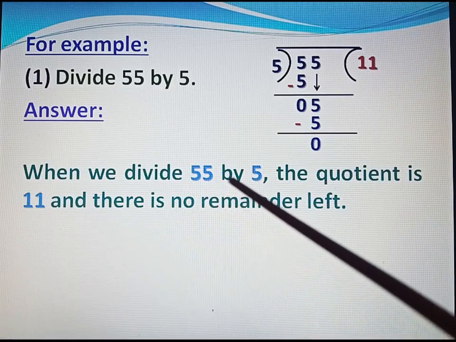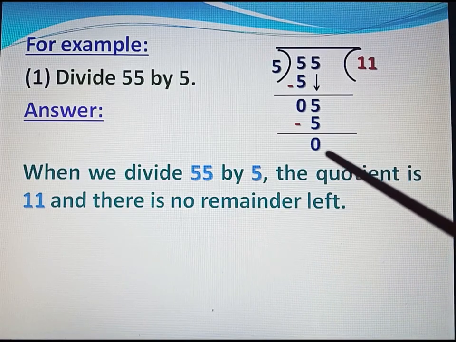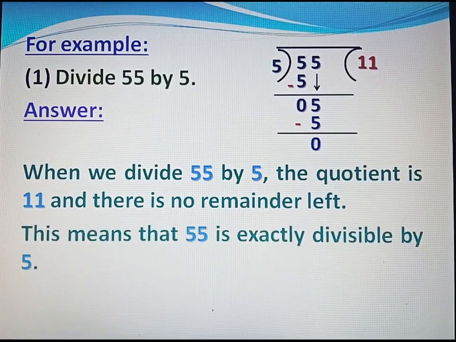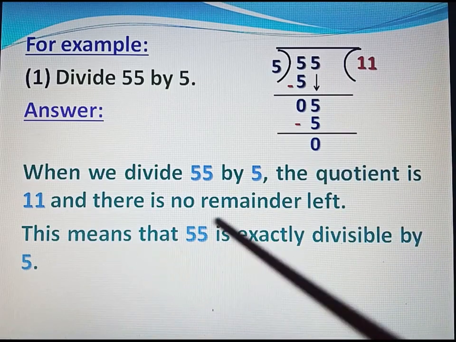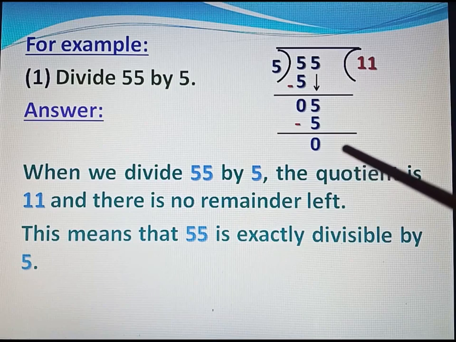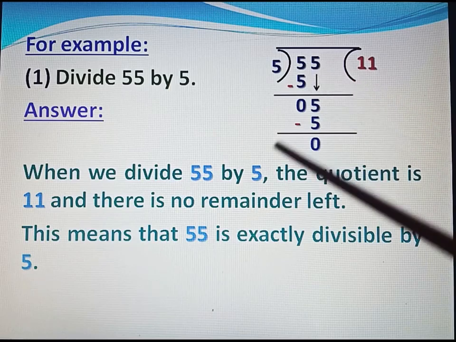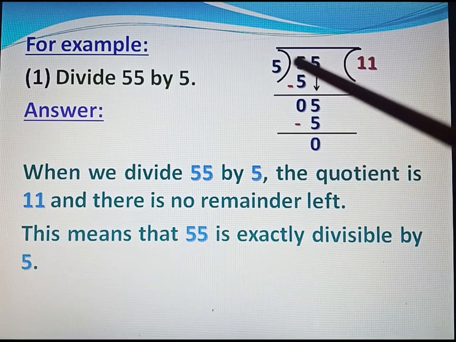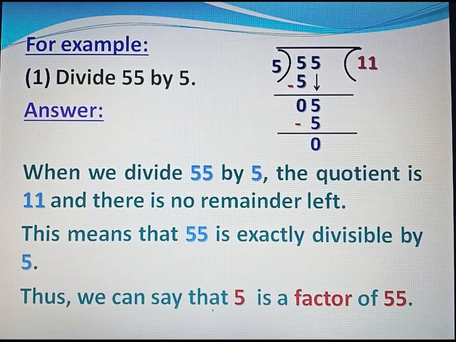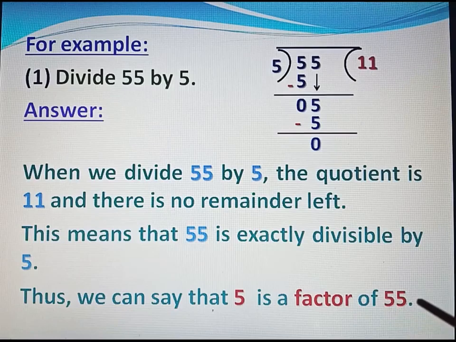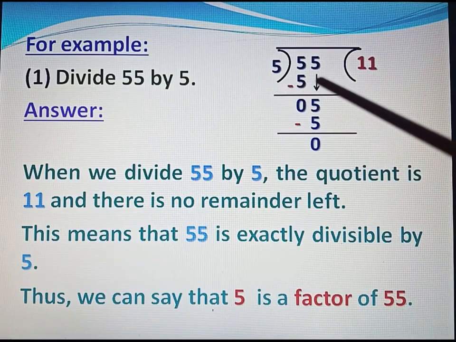When we divide 55 by 5, the quotient is 11 and there is no remainder left. This means that 55 is exactly divisible by 5. अगर आपका कोई भी रिमाइंडर नहीं आता या रिमाइंडर आपका 0 आता है, then that number is exactly divisible. Here 55 is exactly divisible by 5. Thus we can say that 5 is a factor of 55.